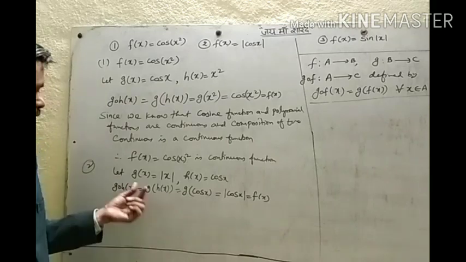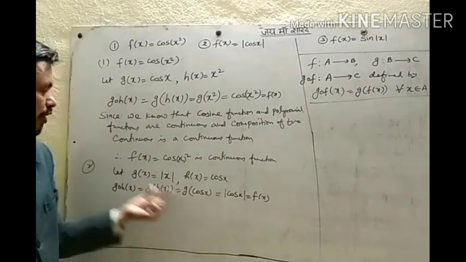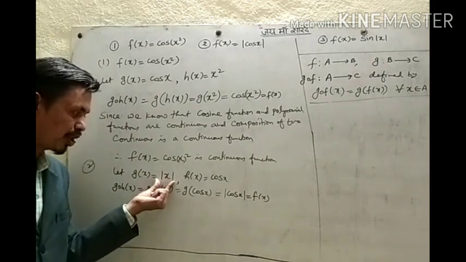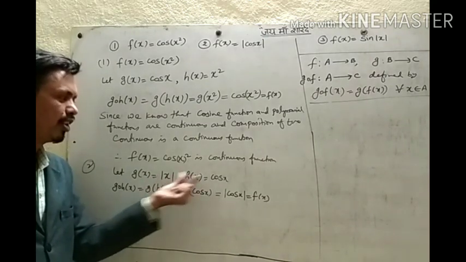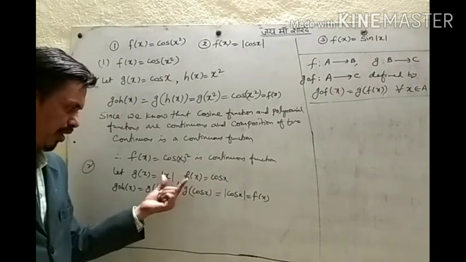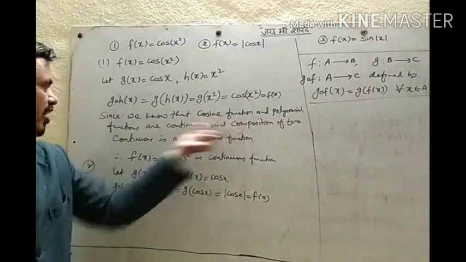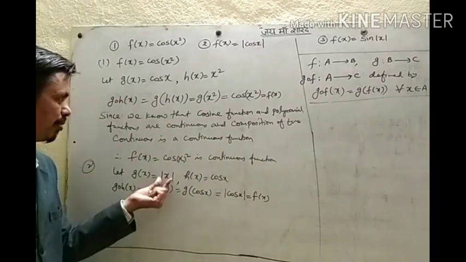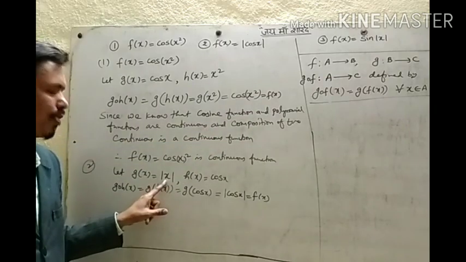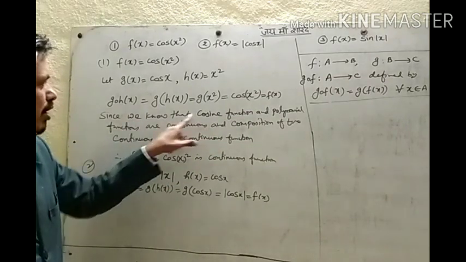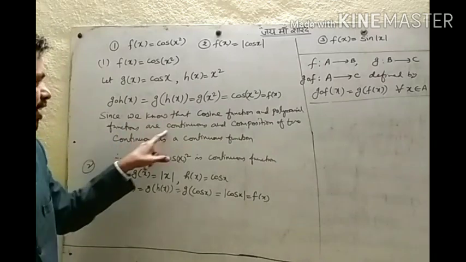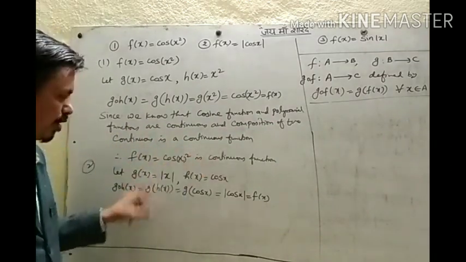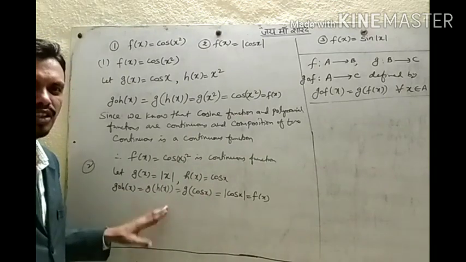So mod of cos x is a composition of mod x and cos x. We know that the modulus function is always continuous, and the cosine function is continuous, so the composition of two continuous functions is again continuous. Same reason, only instead of polynomial you write modulus function. So f of x equal to mod of cos x is continuous.